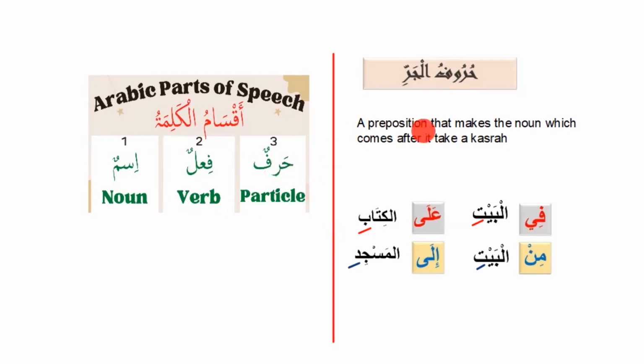Okay. So let's look at it. We are looking at this one. So as I said, huruf is the plural of harfun. So these are examples of huruf. Fi, min, ila, ala. So these are examples of huruf al-jar. Fi means in. For example, in the house. So it means in. Min means from.